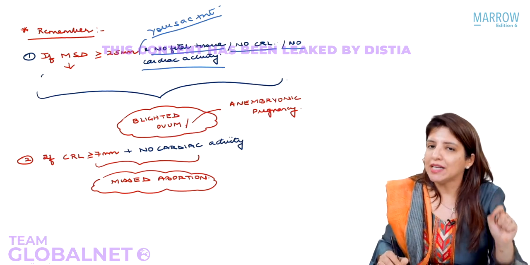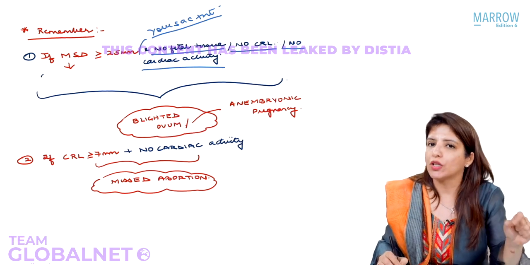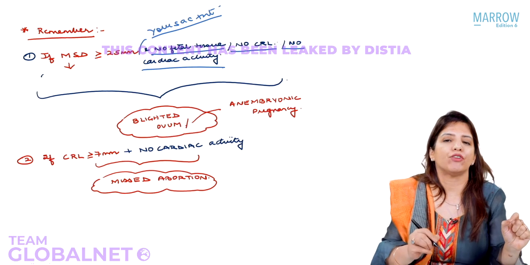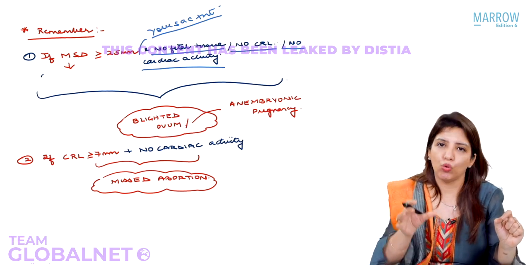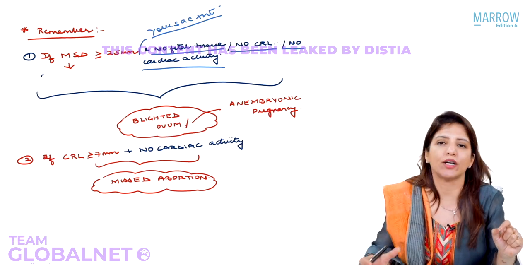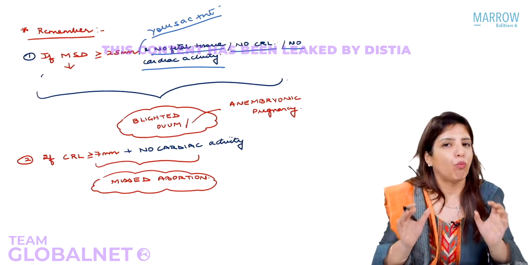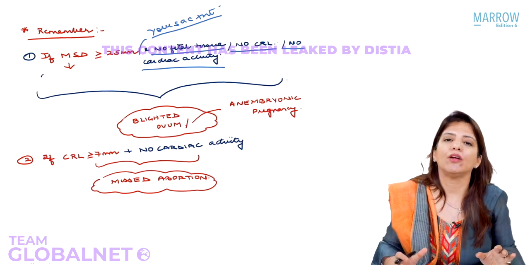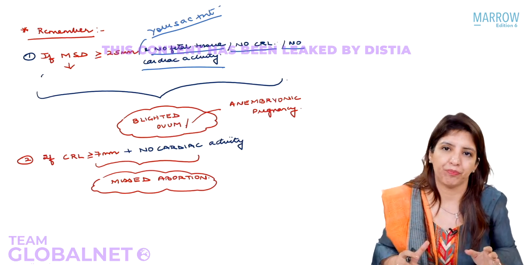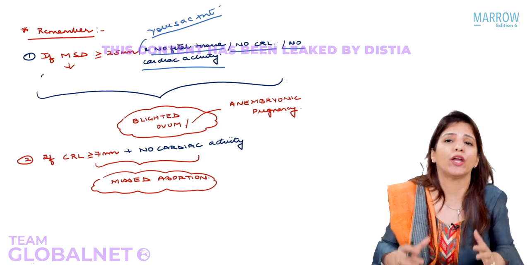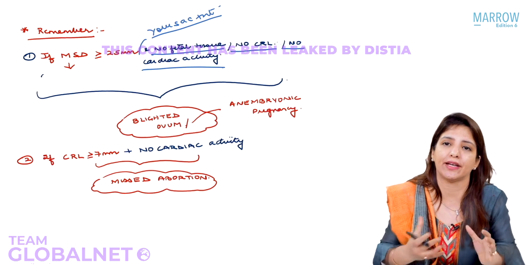So if mean sac diameter is more than 25 millimeters and still you haven't got any fetal poles, you haven't got any crown rump length, and you haven't got any cardiac activity, what does that indicate? That indicates that you are dealing with blighted ovum. It is a type of abortion. A type of abortion where no fetal tissue is recognized.